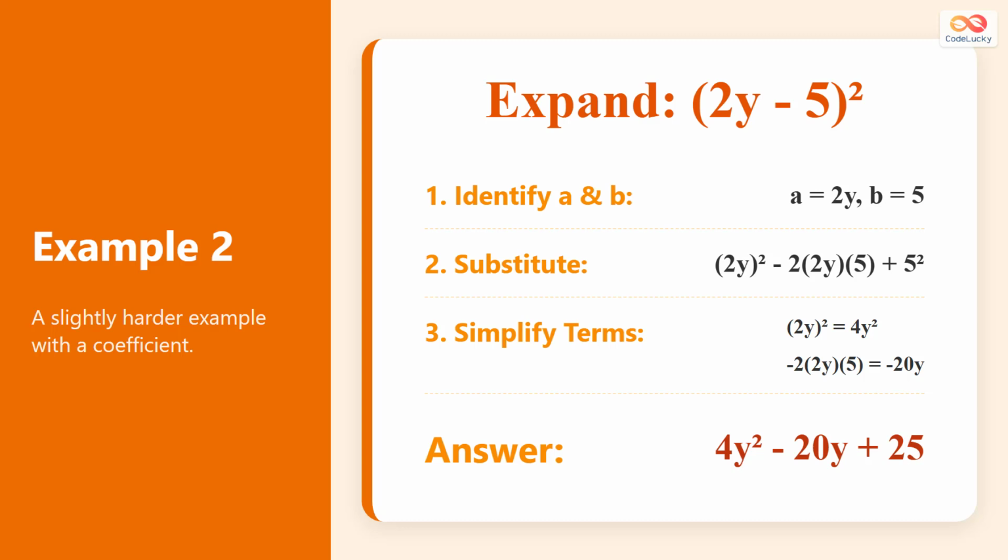Let's try a slightly harder one involving a coefficient, (2y − 5)². Here, our a term is 2y and our b term is 5. We substitute these into the formula carefully. Remember to square the entire 2y term, which gives us 4y squared. Then multiply 2 times 2y times 5 to get 20y. The result is 4y² − 20y + 25.